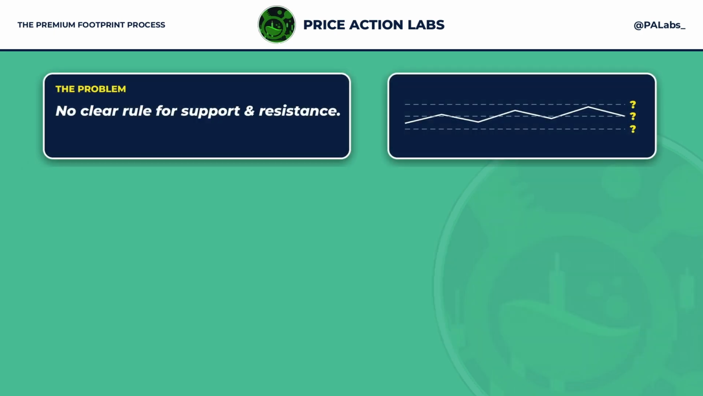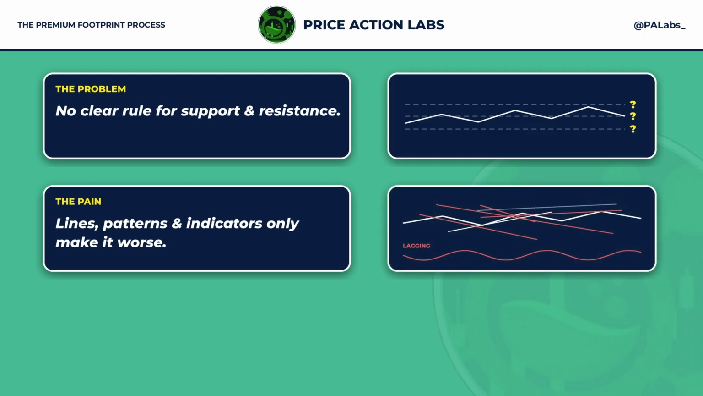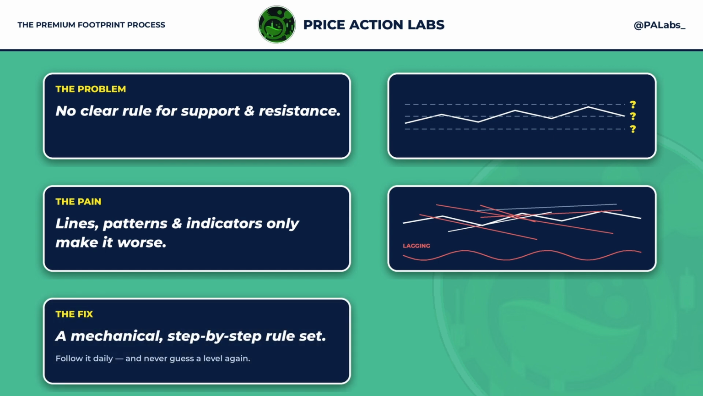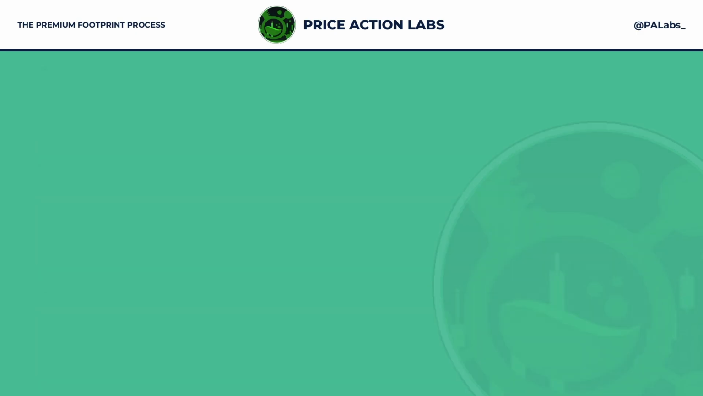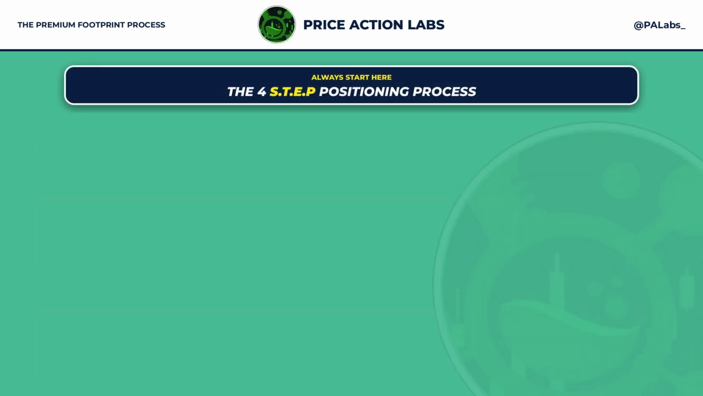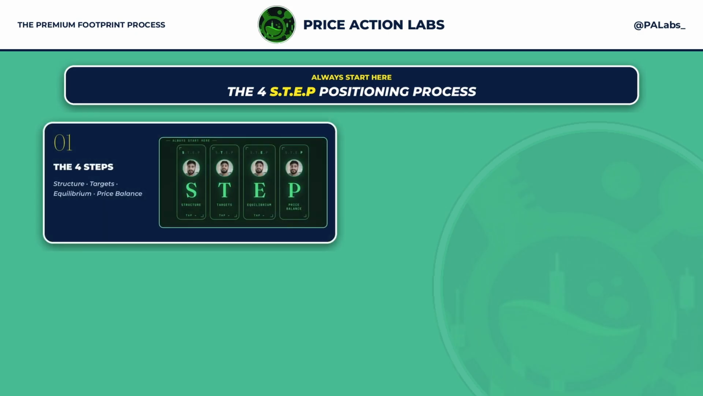Okay? So again, support and resistance, or supply and demand, like I like to call it. The problem with a lot of traders is that they will use lagging indicators, random lines, patterns. They will use anything but a mechanical process that's backed by order flow to find their levels. And I promise you now, you cannot trade without a mechanical system that's backed up by order flow. You just cannot do that. Okay? So you want to have a mechanical step-by-step set of rules that you're always going to follow. And so the 4-step positioning process essentially forces you to do that.